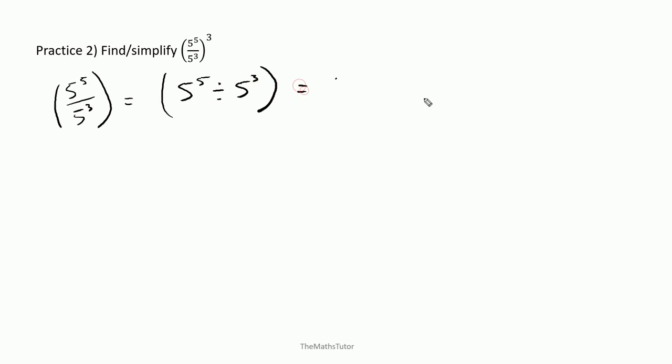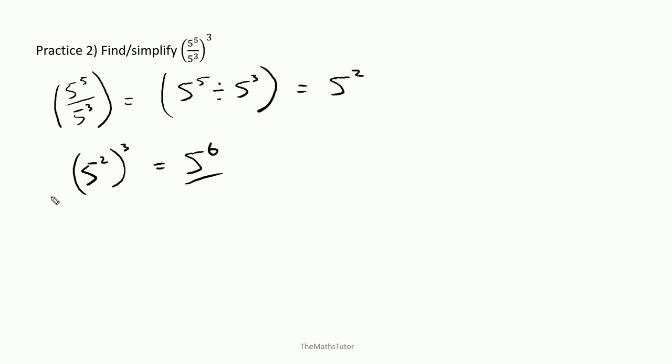Which is equal to 5 to the power of 5 minus 3, which is 2. So now we have 5 to the power of 2 to the power of 3. We just do the bracket trick again. 2 times 3, 5 to the power of 6.